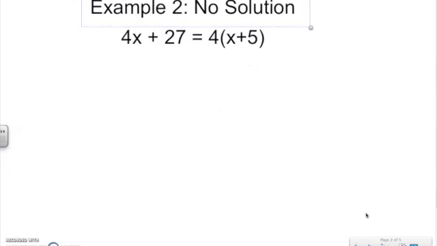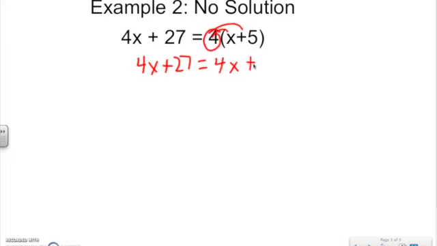The next example we're going to look at is no solution. That is when we can't plug any number in that would make this work. So we're going to go ahead and simplify this. We're going to still have on the left side 4x plus 27. On the right side we need to distribute though. We're going to distribute, and we're going to get 4x plus 5.